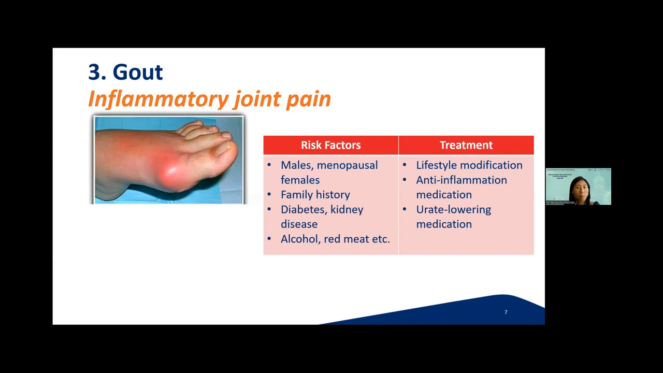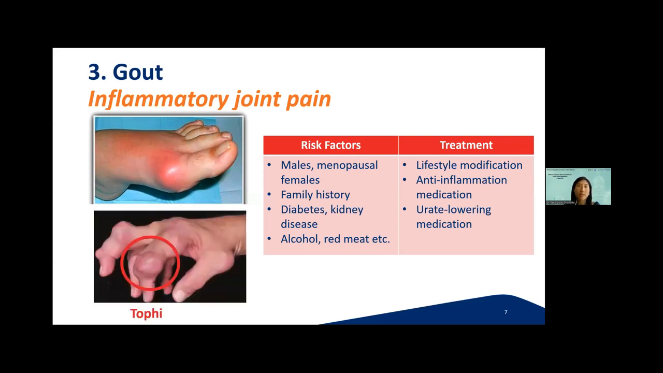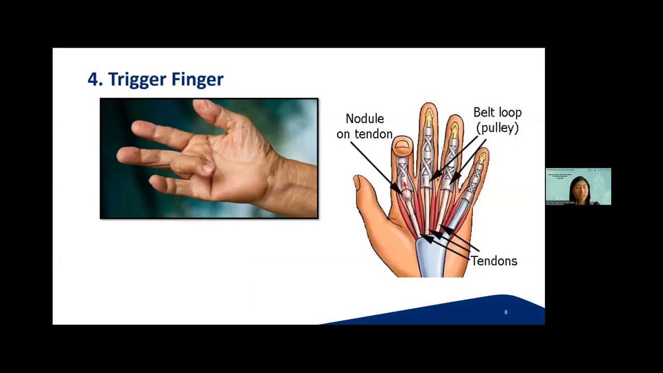So while gout is a whole topic all by itself, I would say it's good to seek medical attention early, because in some types of gout, such as those with very frequent attacks or even those with tophi, as seen in the photograph that's just appeared, which is actually an accumulation of uric acid that deposits in the joints, when you call it tophaceous gout, one would actually need long-term medications to bring down the uric acid levels, such as allopurinol, etc. So do seek early medical attention if you suspect that you have an inflammatory joint pain and it's due to gout.